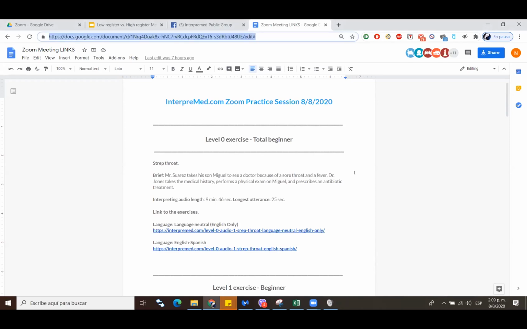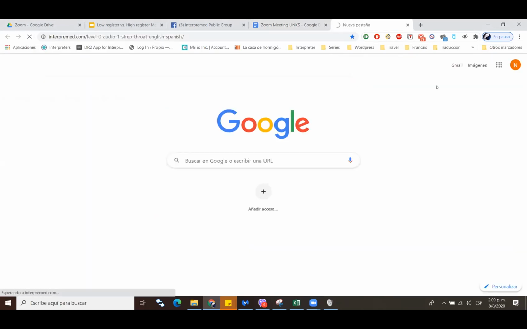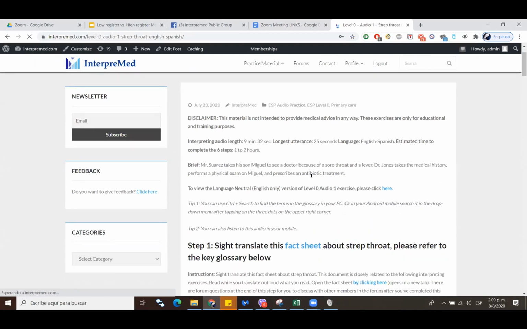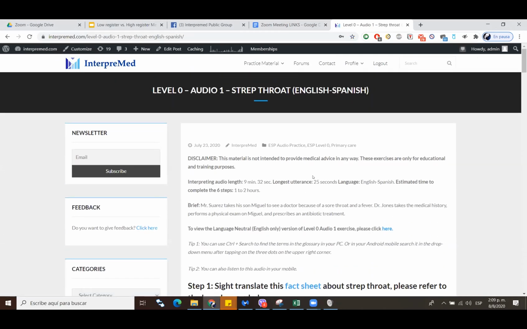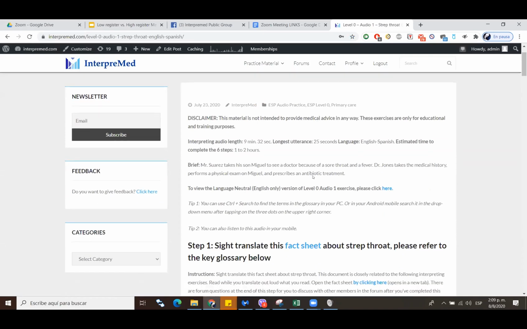I want you all to, because you're going to use this, let me explain to you first how we're going to use it, okay? Because sometimes it can be very confusing for some people. So here is the practice, right? This is a strep throat. This is level 0, which is a level to prepare you for the upper levels, right?